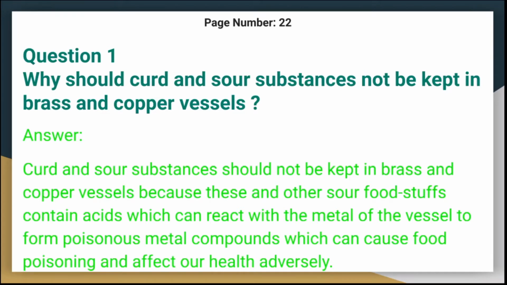foodstuffs can contain acids which can react with the metal of the vessel to form poisonous metal compounds which can cause food poisoning and affect our health adversely. So we should not keep curd and sour substances in brass and copper vessels. Let's move on to the next question.